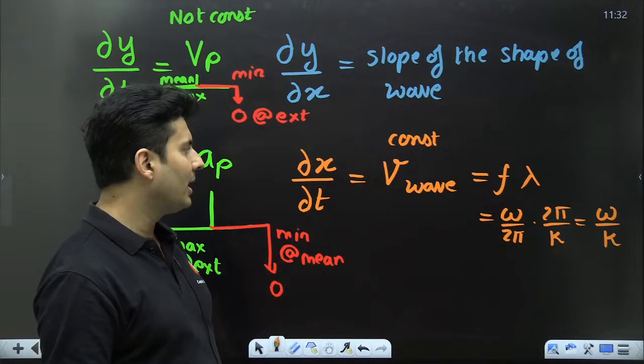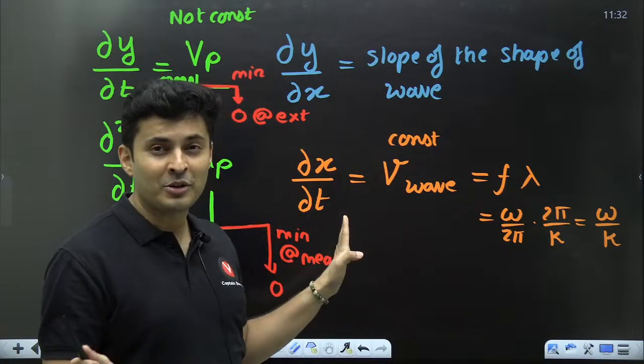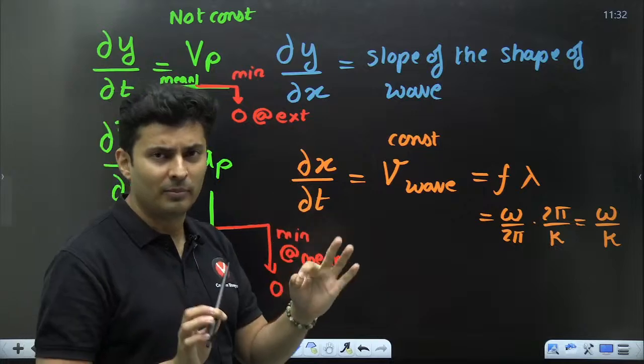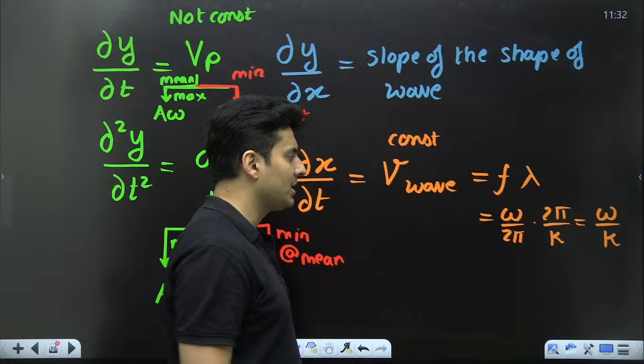This is another way of writing the wave speed. Omega is a constant, k is a constant. It's not the spring constant, don't confuse. It is basically your angular wave number, the angle per unit length.